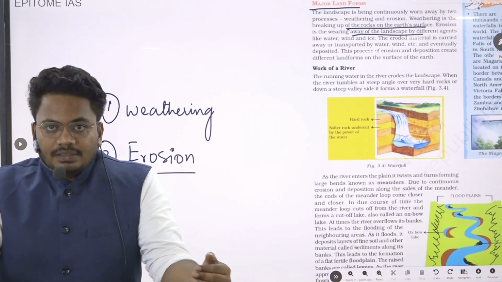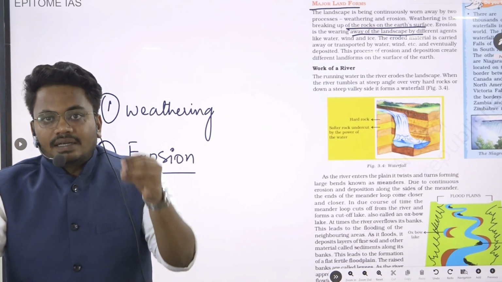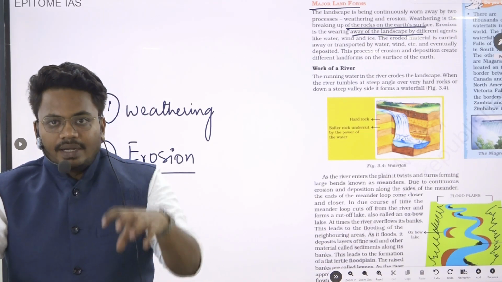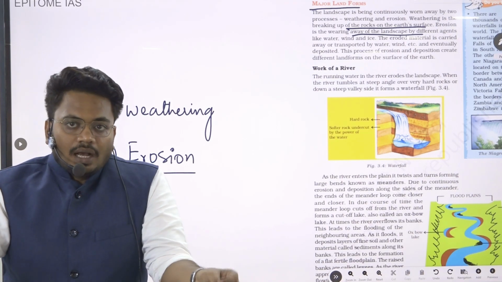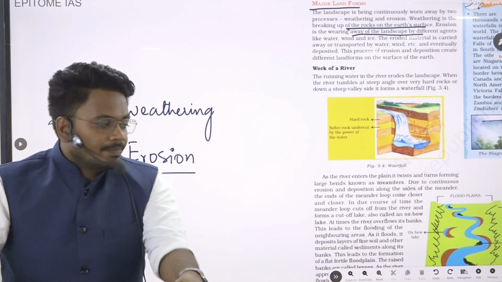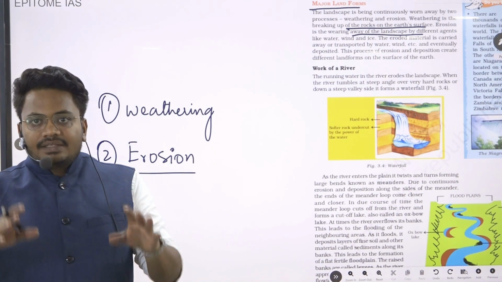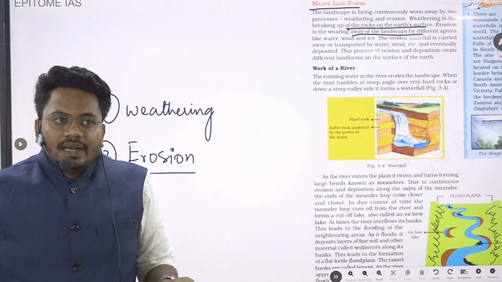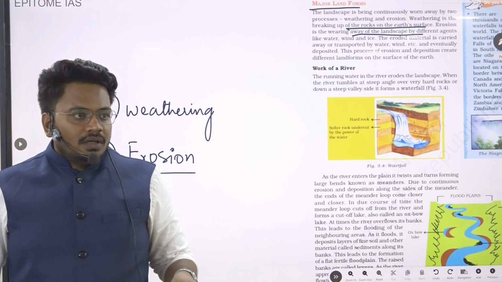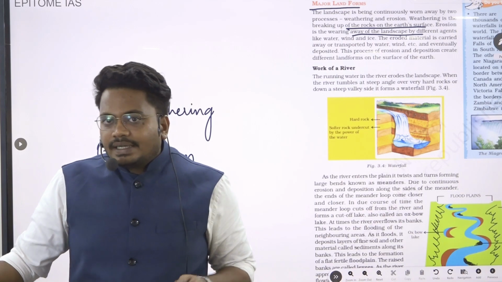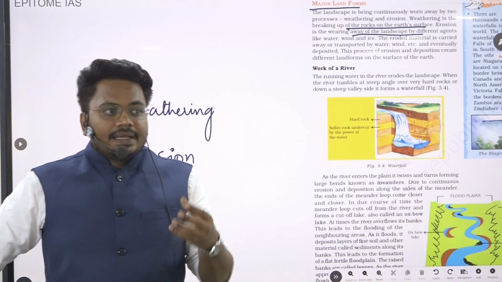Because of these two processes which continuously happen on the surface of the earth, landforms change from one thing to another. That is how the major landforms are created on the earth's surface. Now, how does a river act as an agent in forming landforms? Let us take an example of a river. Suppose you take the Ganga river, which originates in the Himalayas. That means we can say the origin of the Ganga river is in a hilly area.